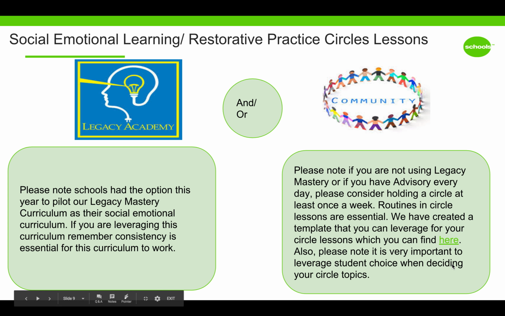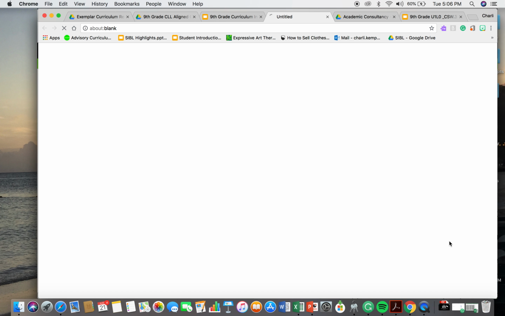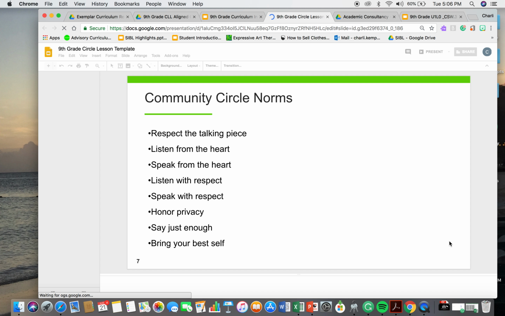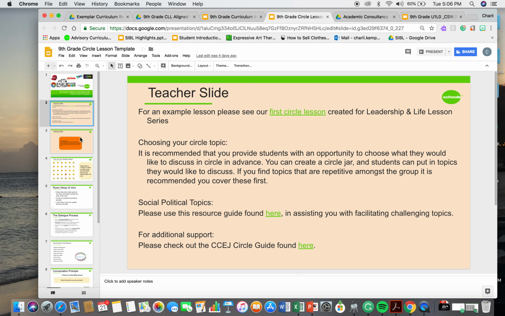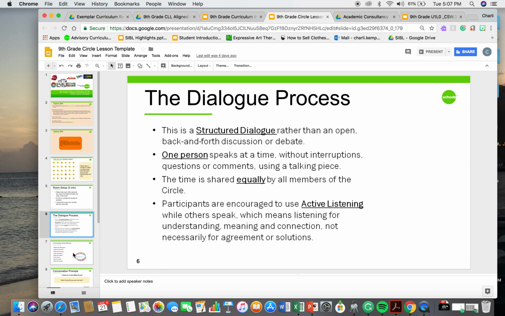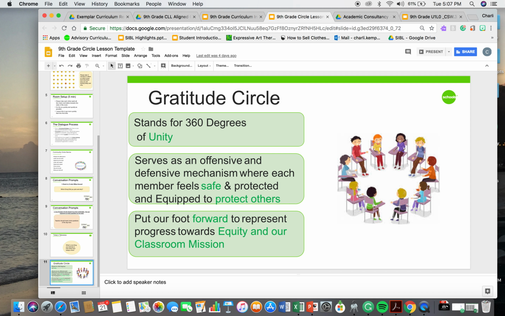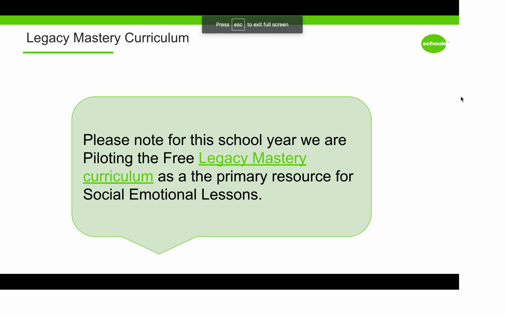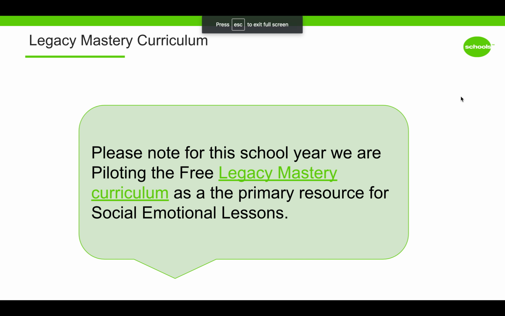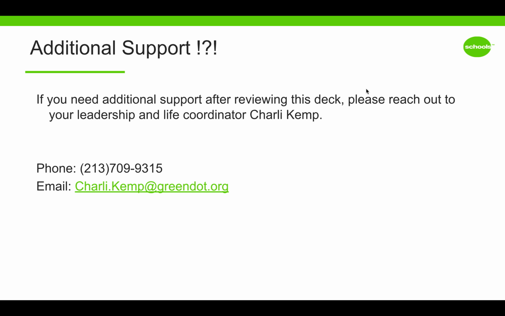In terms of circle lessons, if you're not using this curriculum, this can be a great resource. We have a circle guide for you. It really talks you through, gives you teacher slides in terms of how to create this lesson to make it work for your school site. If you get into social political topics, there's a guide here. There's a CCEJ link, and then it really talks about the specifics, what you want to do with your students so that you're most impactful. Going back to our guide, the Legacy Mastery curriculum can be found. There's a link to the site here, so you can just click on that and that will take you there.